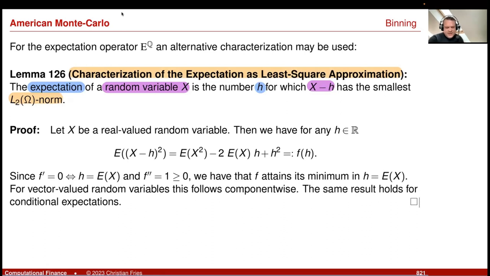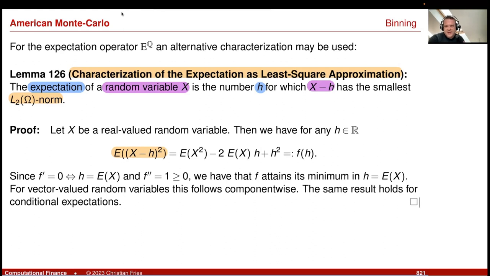Okay, so you can see this immediately. Just calculate this L2 norm squared. So calculate the variance. The variance is the expectation of (x minus h) squared. So this is now actually a bilinear operator.